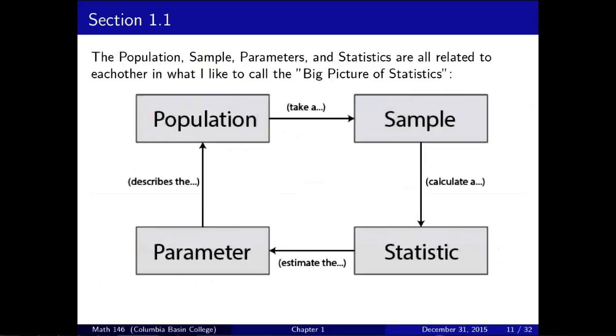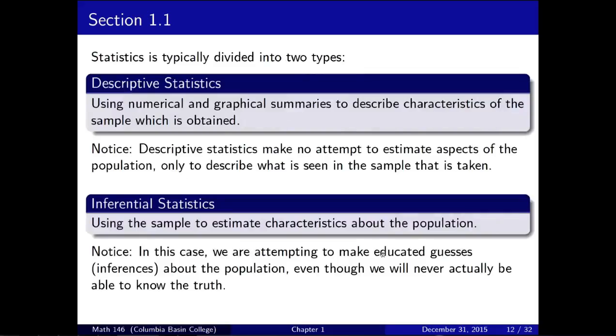Looking at this big picture of statistics back on slide 11, the descriptive part is right here, where we take a sample and calculate statistics. The inferential step is where we try to go from statistics to estimating parameters about the population. So here's your descriptive step, and here's your inferential step.